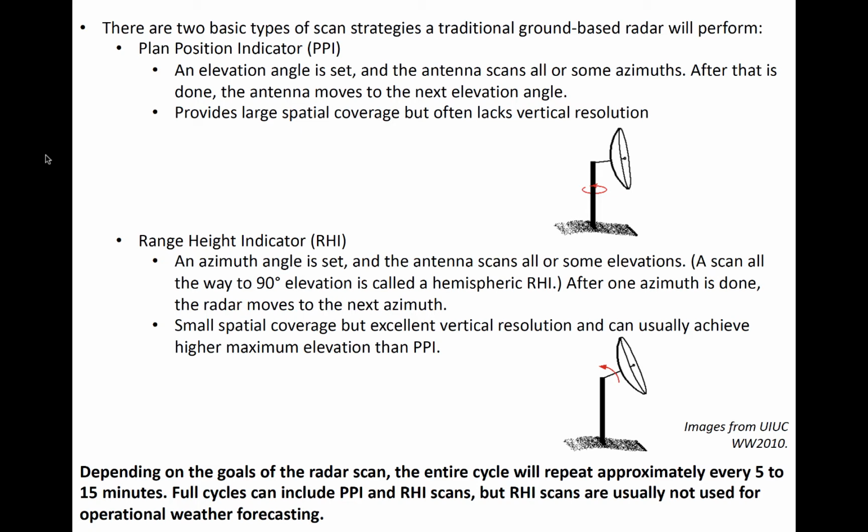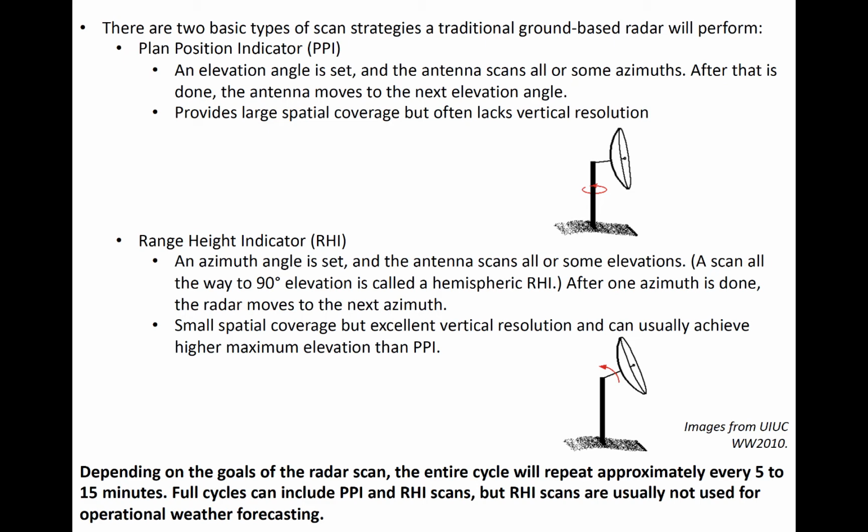Two basic types of scan strategies are used for weather radar. The most commonly used one is called the Planned Position Indicator, or PPI. In this type of scan pattern, a preset list of elevation angles is used, and the antenna sweeps through all azimuth angles at each tilt.